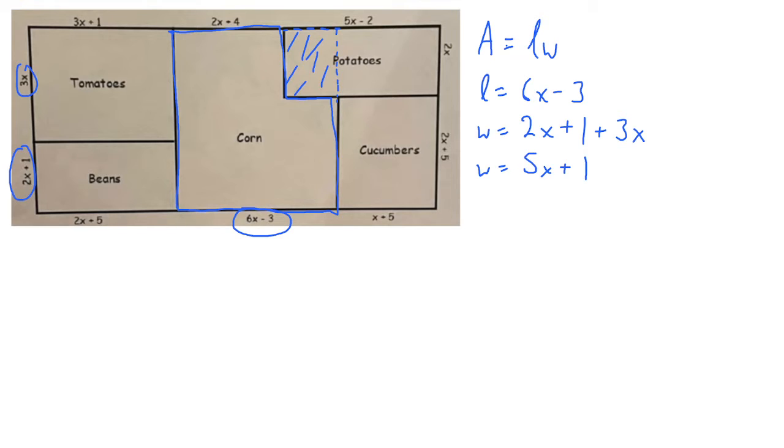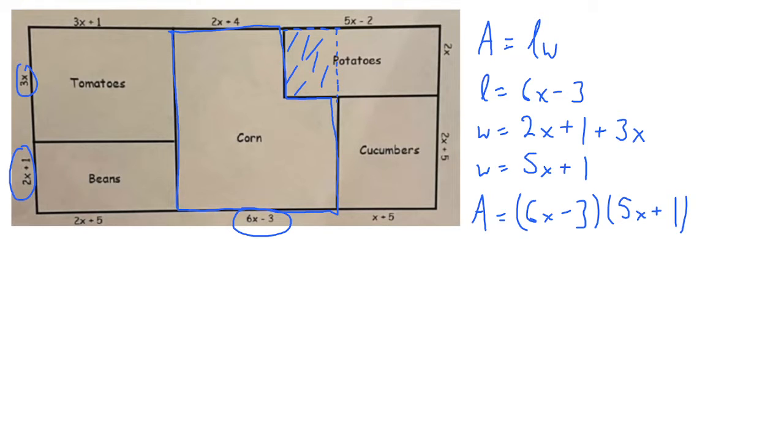Okay. Now, keep in mind, this is going to be the area of the entire cornfield if we were to fill in this empty spot up here. We still need to omit this part right here. So we're going to go ahead and multiply. We have A equals the length, which is 6x minus 3. And then the width is 5x plus 1. Or it could have been this one right here. It's not going to give you the same answer, but the process should be very similar.